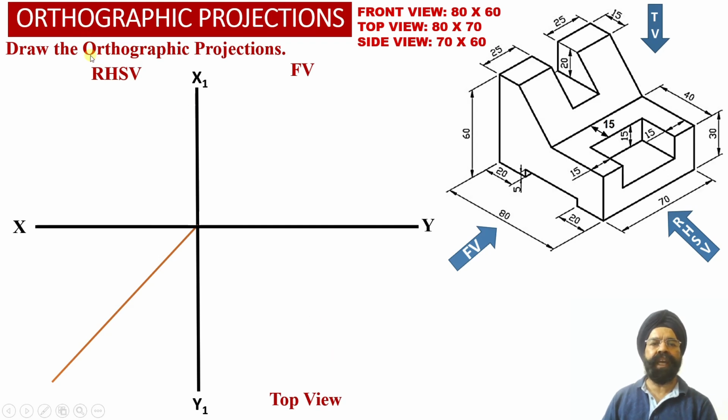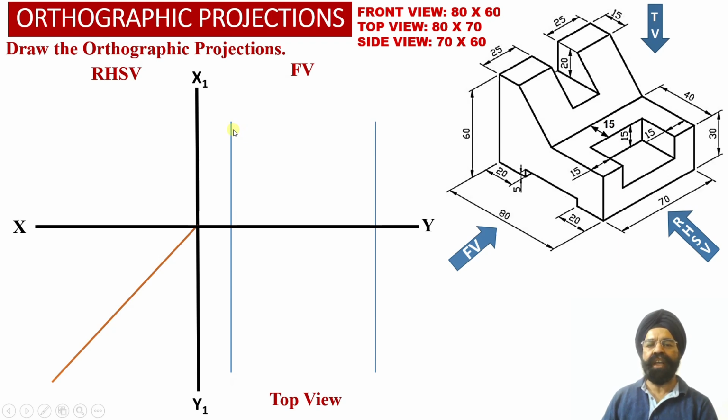Since we are going to obtain the orthographic projections of the solid in first angle projection, the front view projections of the solid will be obtained above the XY reference line, the top view projections will be obtained below the XY reference line, and the right hand side view projections will be obtained on the left side of the front view projections, above the XY reference line. So now let us proceed to evaluate the front view orthographic face of the solid.